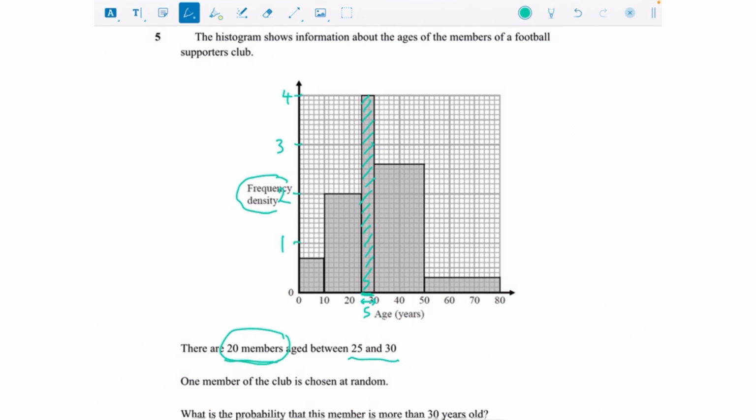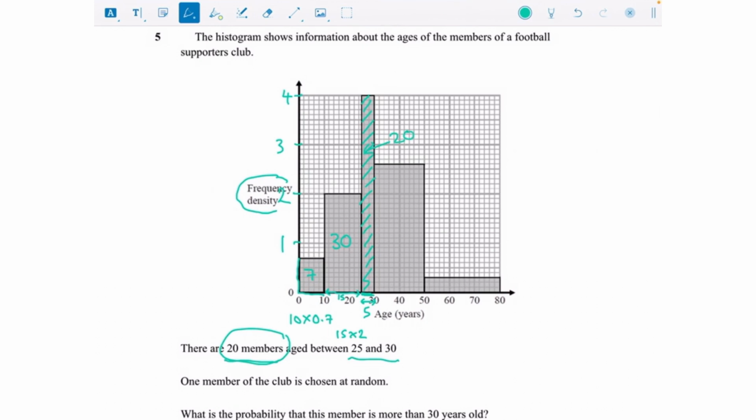Now that we've got that y-axis labelled, we can just work out the area of every single bar. So 10 is how wide this bar is, multiplied by 0.7. 10 times 0.7 is 7. So that means there are 7 people at the club aged between 0 and 10. We've then got from 10 up to 25. That is 15 for the width, multiplied by 2 for the height. So 15 times 2 is 30 people in that area. We know that this is 20 people in that area of that bar.